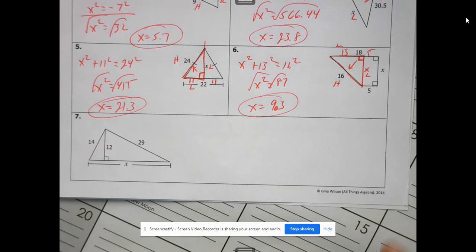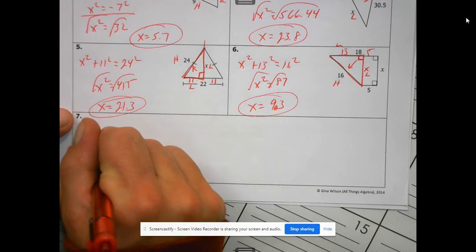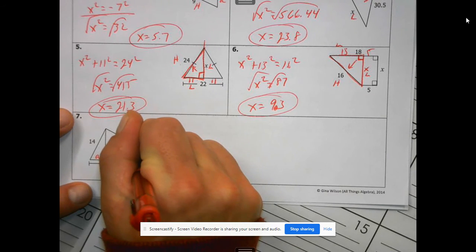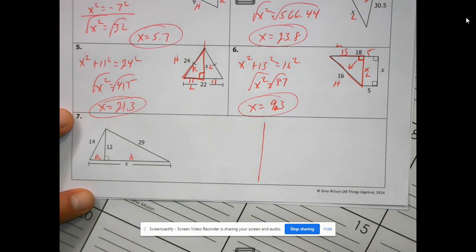Number 7. Kind of a tricky piece. We got to find both of these. If I want to find this total distance, I got to find this piece we'll call A, and this piece down here we'll call B. So you're going to have two problems to figure out that total length.